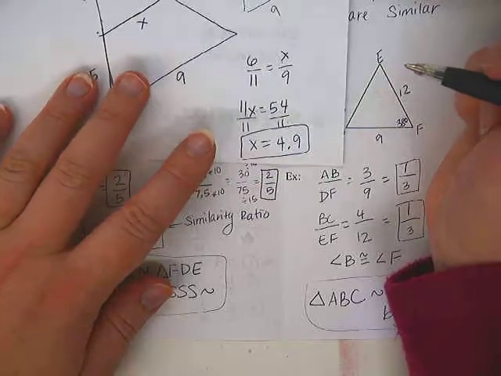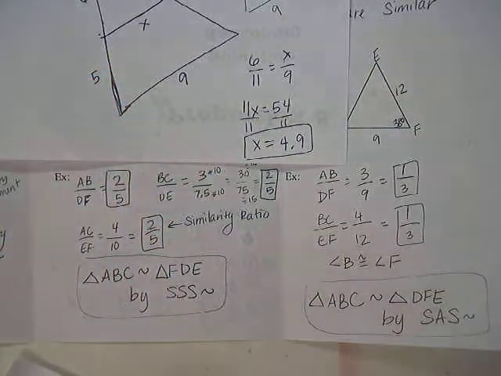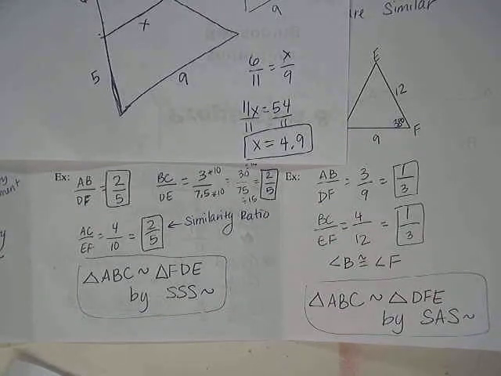54 divided by 11. So really close to 5, just like I said. I thought it would probably be about 4.9, but I wanted you guys to do it. Okay? Your assignment is on page 507. You're doing 20 problems.